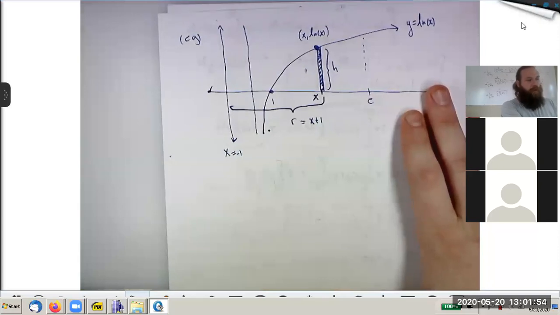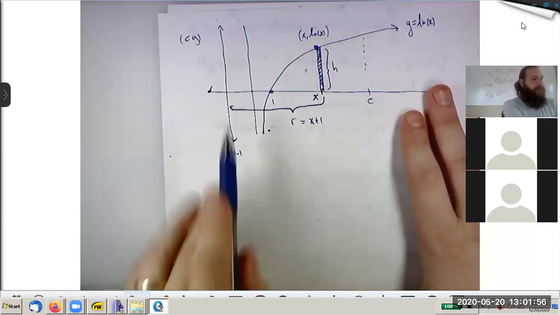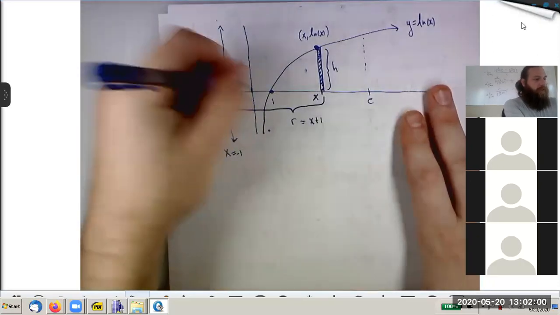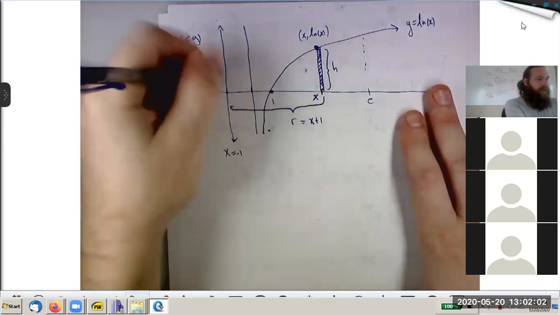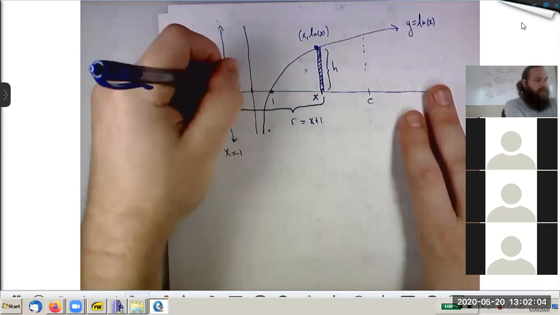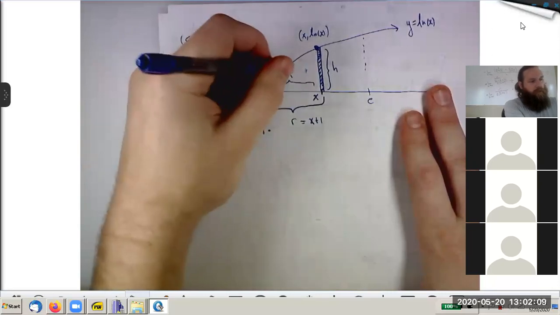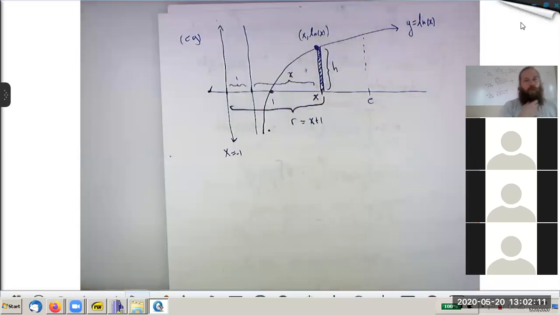And that's how we handle this situation where the radius is not just x. You look at the picture and you sort out whatever the distance from the axis of rotation to your strip is. This distance here, from the line -1 to 0, that distance is 1. And this distance here is x. So the radius overall is 1 plus x, or x plus 1. And then my height is just ln of x.